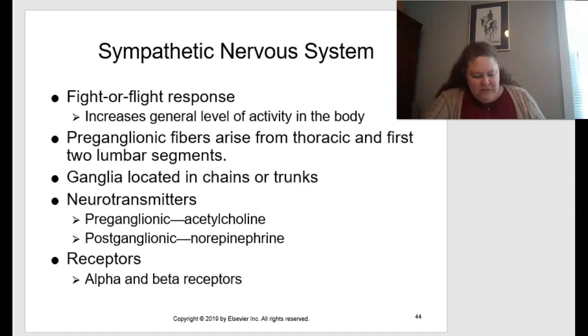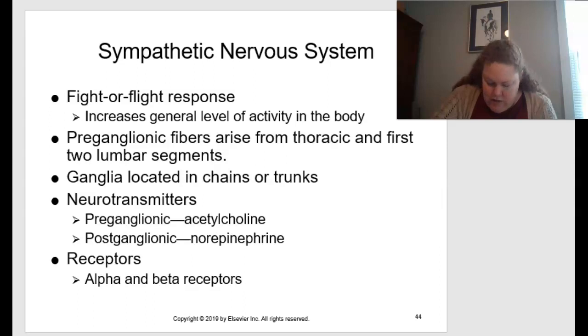So speaking specifically about our sympathetic nervous system, this is going to be on page 335. This is what controls our fight or flight response, and it's going to increase the general level of activity in the body. We have our preganglionic fibers, and these arise from the thoracic and first two lumbar segments. The ganglia are located in the chains or the trunks, and we have neurotransmitters, which include preganglionic and postganglionic neurotransmitters.